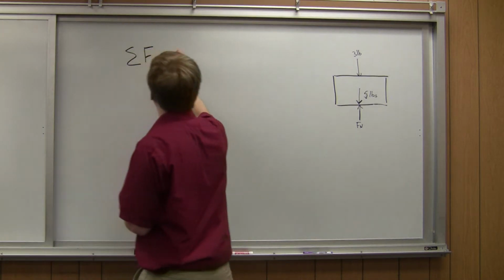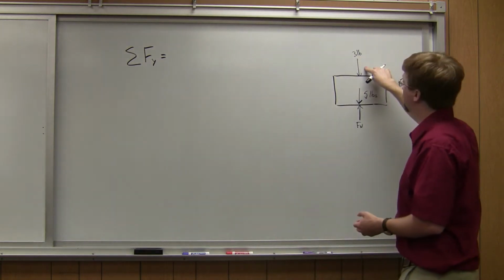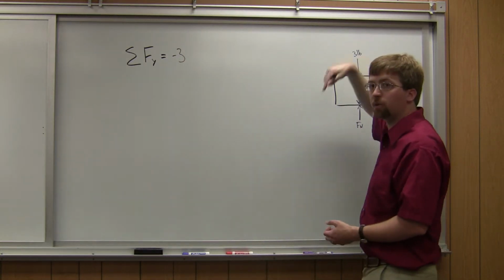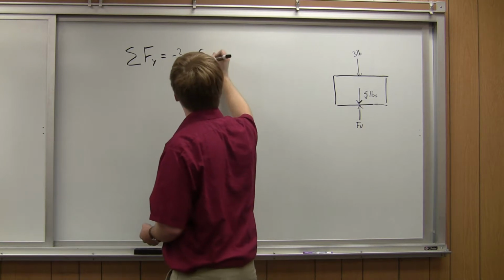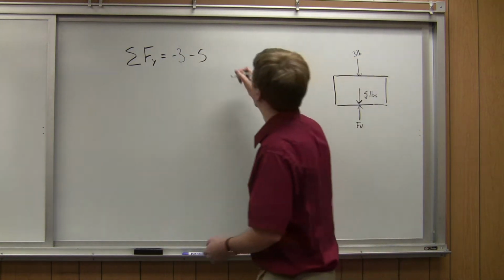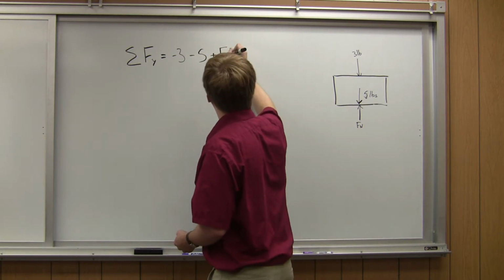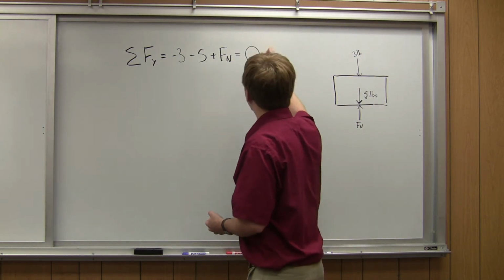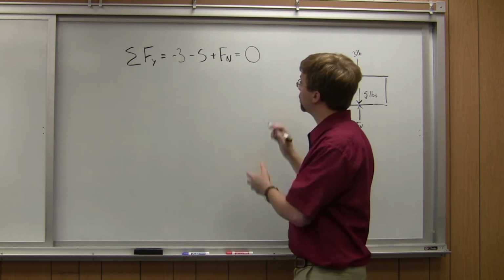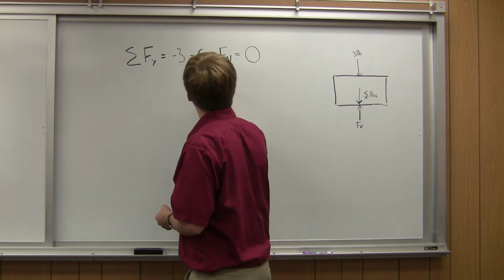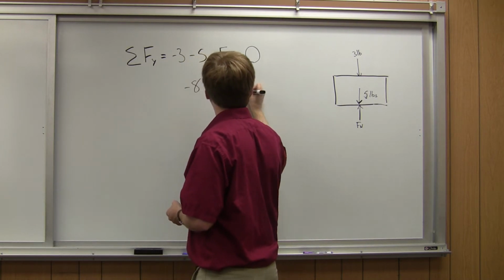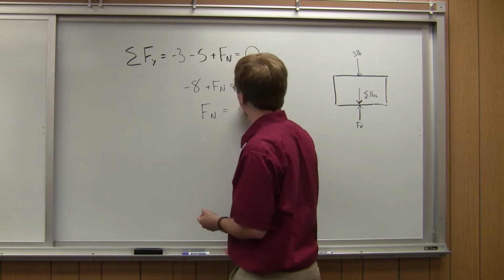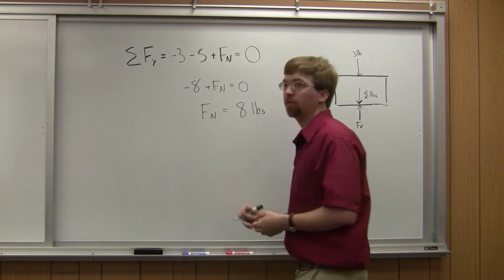So the sum of the forces in the y direction is going to be equal to negative 3 pounds, negative 5 pounds, both of these are pointing down, plus Fn, which is an unknown. And we know that this box is in equilibrium, so we know that the sum of all these forces is going to be equal to 0. So if I add all this up, do some rearranging of this formula, I've got negative 8 plus Fn is equal to 0. And then finally, Fn, my normal force, is going to be equal to 8 pounds. It's going to be the unit.